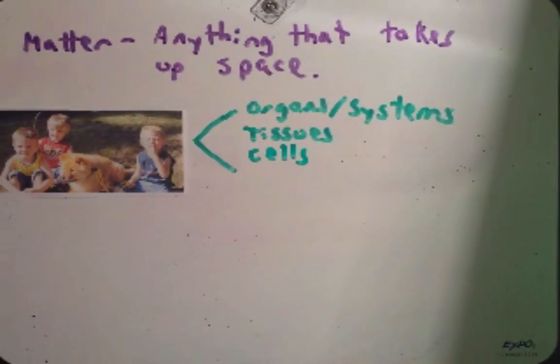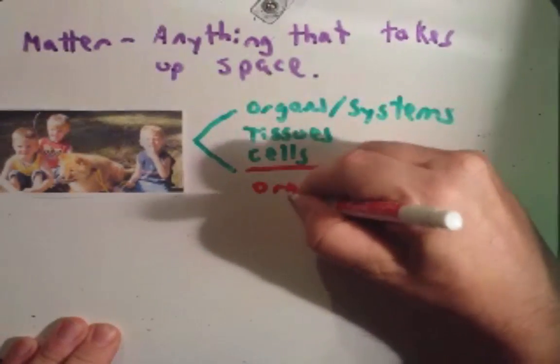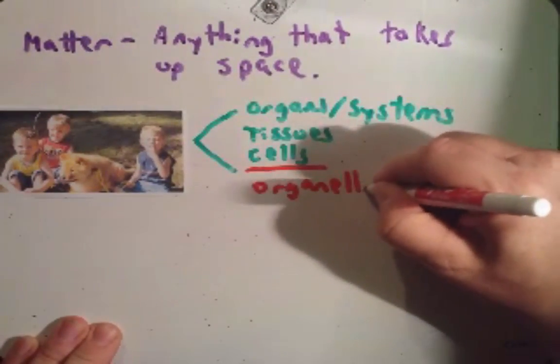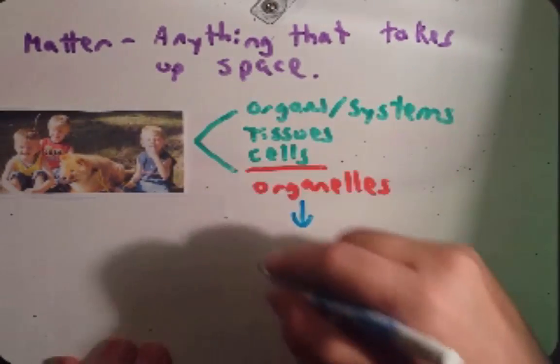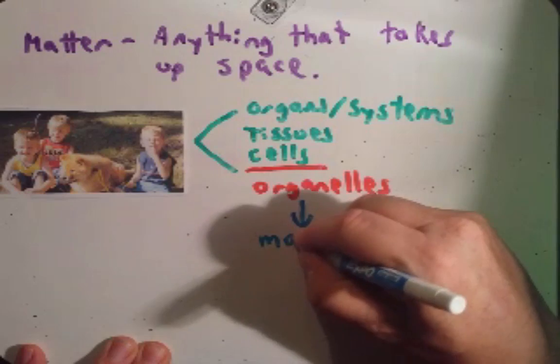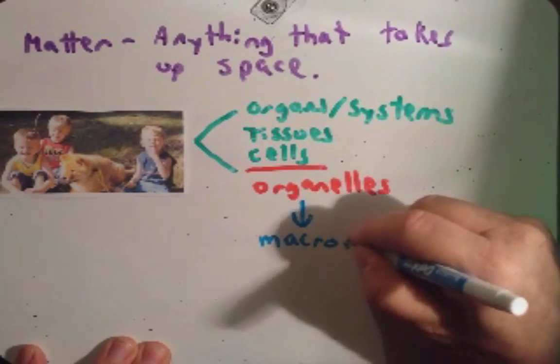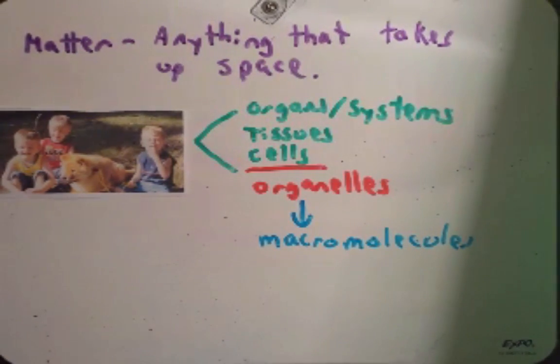And then when we get below the level of cell, now we start getting into the area of things that are not alive on their own. So like organelles, or other cell parts. These organelles then are made up of something called macromolecules, and we're going to talk about macromolecules later on. But for now, just know macromolecules are things like DNA, proteins, fats, carbohydrates.